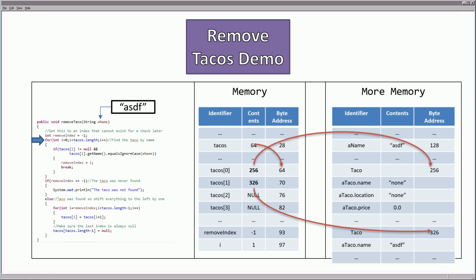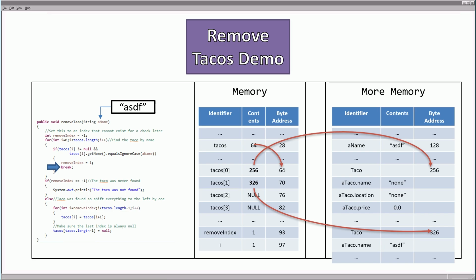Increase i by 1, now i is 1. If tacos at index i is not equal to null, tacos at index 1 is 326. This is not null, so that is true. Now, tacos at index i .getName. So I'm going to follow the reference down here, and I'm going to get this name ASDF. This does match this ASDF. So that's true and that's true, which means we have to then assign the removeIndex to the value of 1. That is the index that we're going to remove.